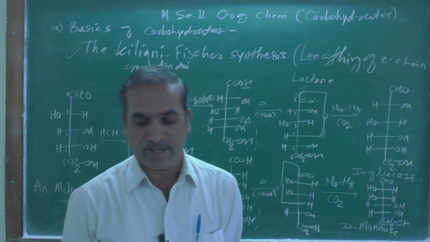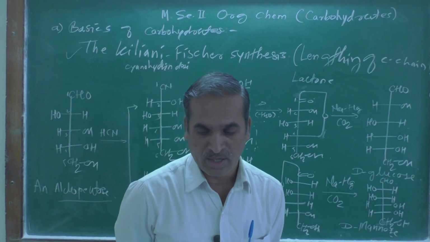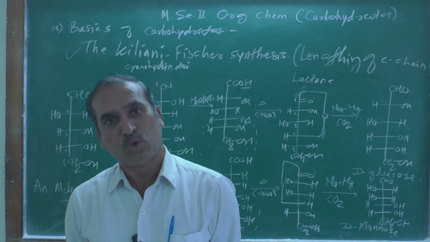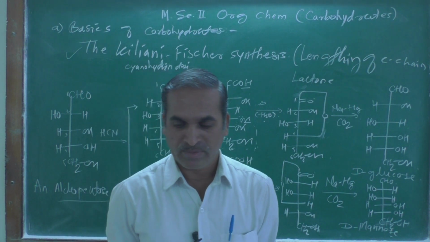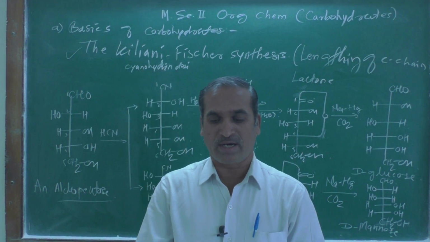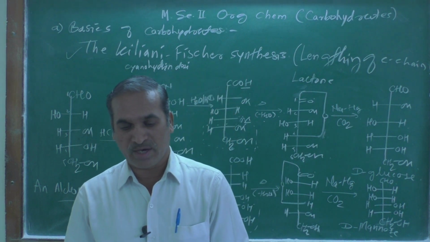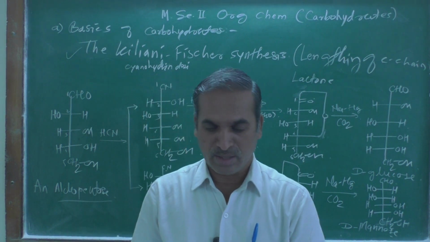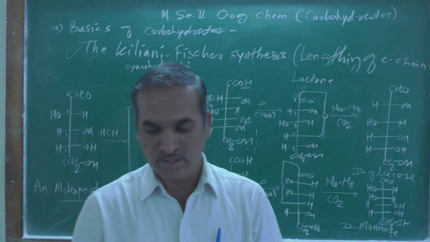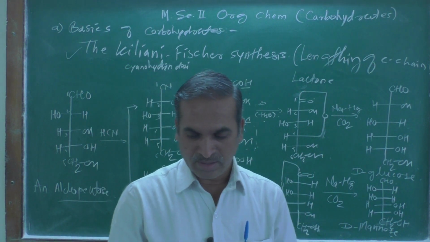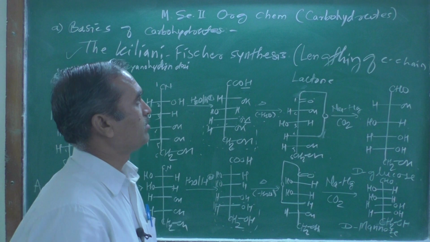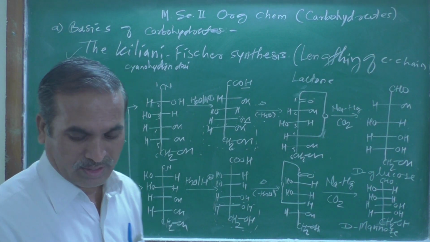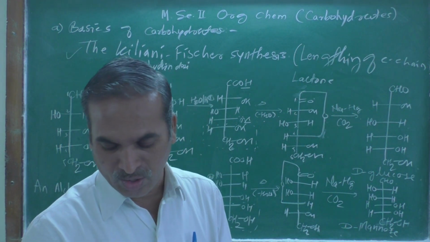So now the classification of monosaccharides we already carried out. So monosaccharides are classified depending upon the number of carbon atoms. So I think the remaining thing we will discuss later on.